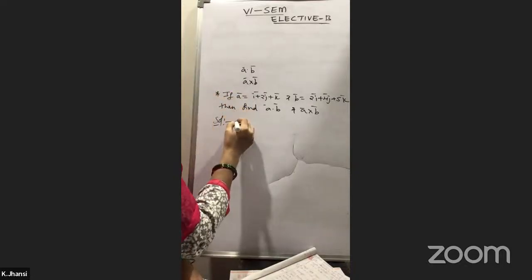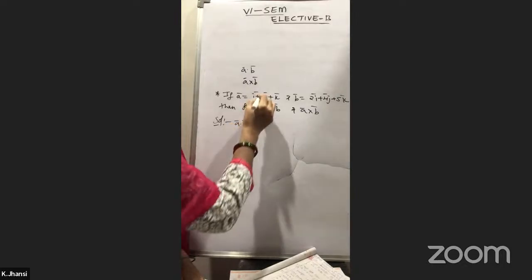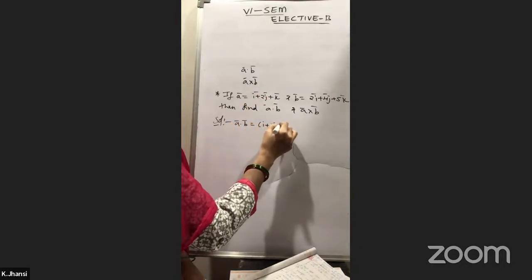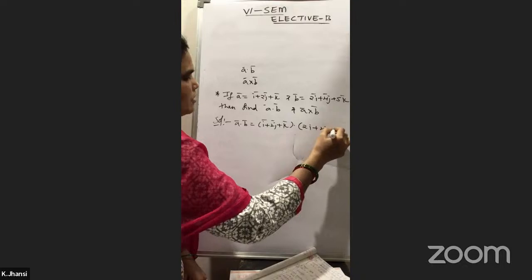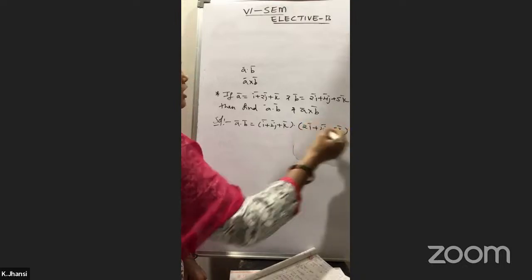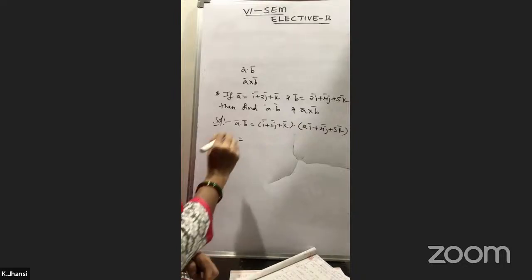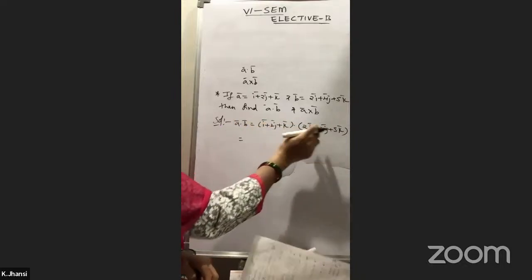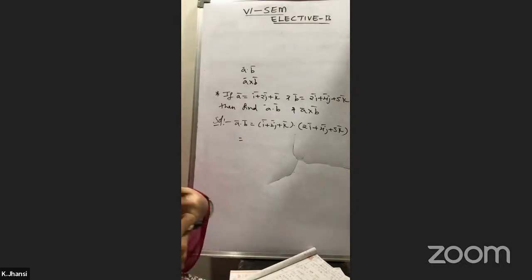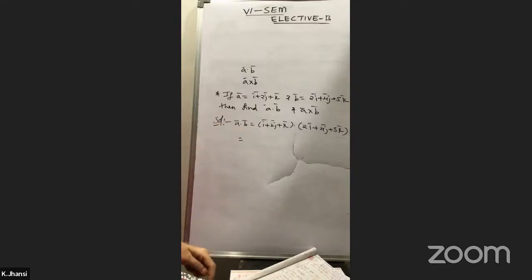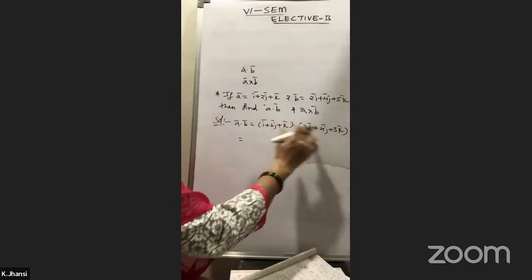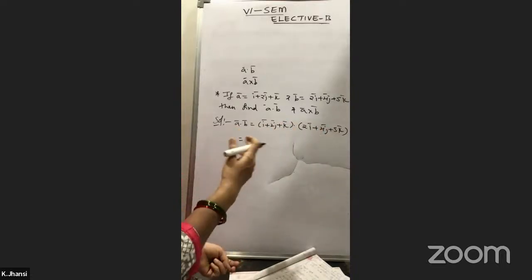Whenever it is a dot product, A dot B is equal to A, what is A here? i plus 2j plus k, dot 2i plus 4j plus 5k. So we have to multiply the i terms, j terms, and k terms. Whenever it is a dot product, i dot j or j dot k or k dot j, whatever the other terms are, those will become 0. So no need of multiplying them. Just multiply i dot i, j dot j, k dot k, because those values are 1.